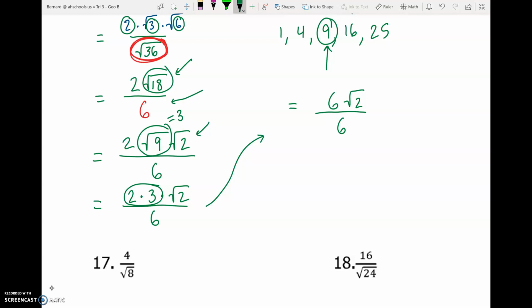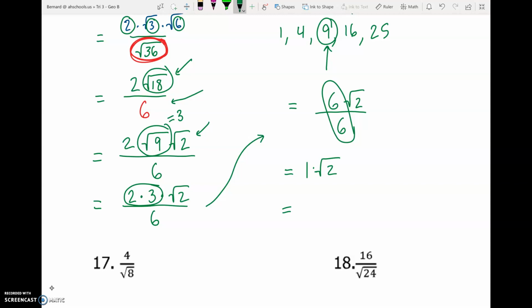And now there's just one step left because we see a 6 on top and a 6 on the bottom. And so we can actually divide that now. And 6 divided by 6 is just 1. And then we still have that square root of 2 out there. And then I guess we can do one last step. This is like 1 times square root of 2.